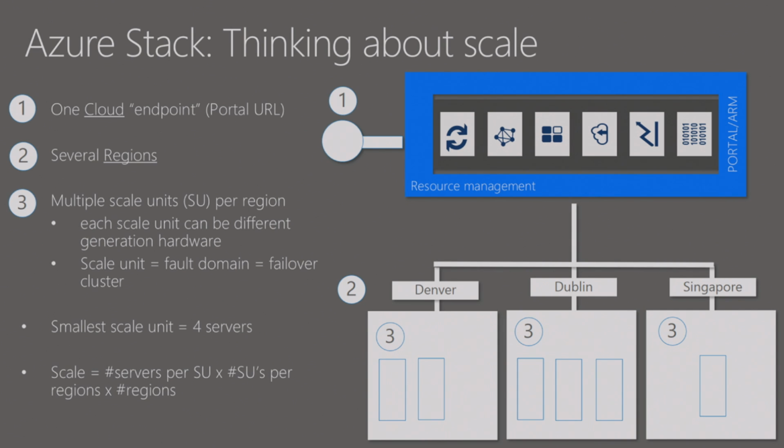Right? You can have multiple such scale units in a region, and you can have multiple regions in an Azure Stack installation. So your total scale, if you ever want to call it that, in terms of the number of physical servers in your Azure Stack installation, is the number of servers per scale unit multiplied by the number of scale units in a region multiplied by the total number of regions. That will give you the entire scale of your Azure Stack estate.